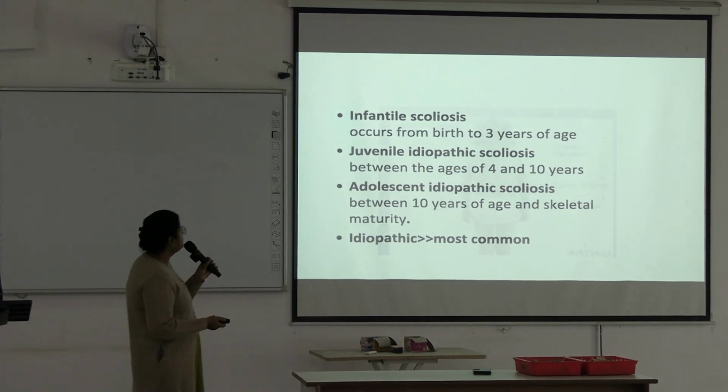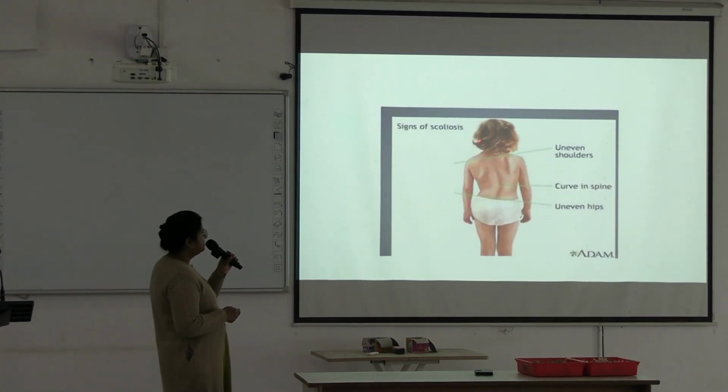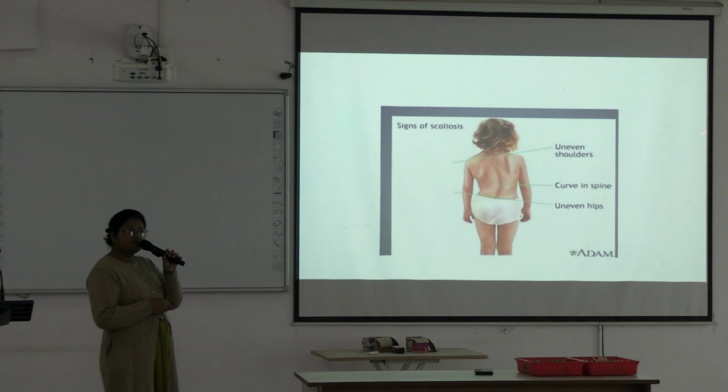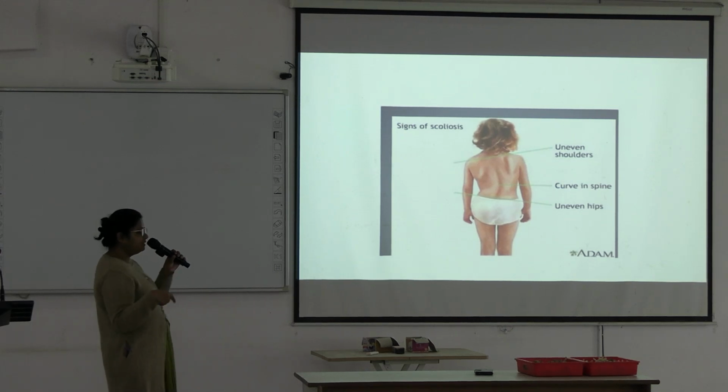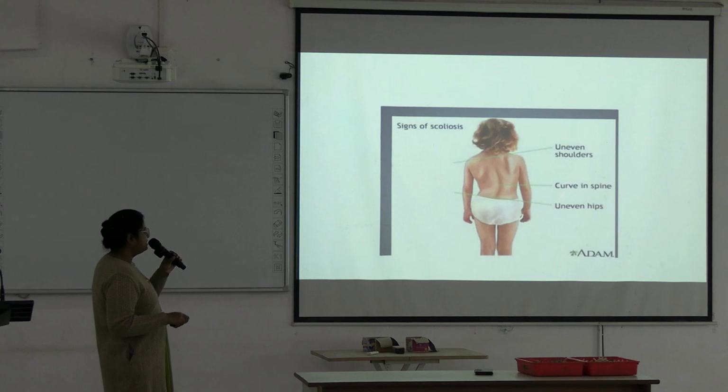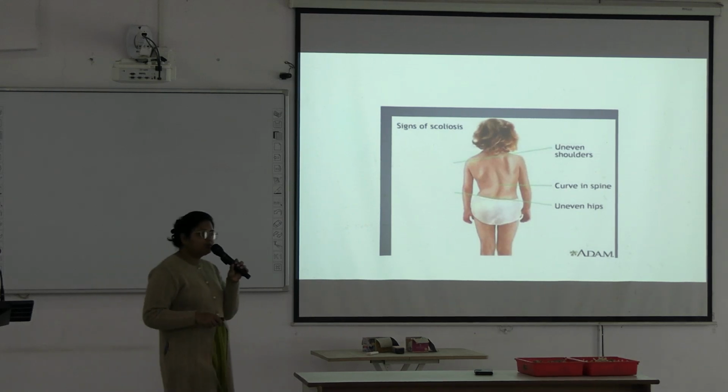Next, see here, there is a curve in the vertebral column, a lateral curvature that is normally not present. So, these are the signs of scoliosis. The two shoulders are not in the same horizontal plane. Uneven shoulders, there will be a curve in the spine and there are uneven hips. The two sides of the hip are not in the same horizontal plane. So, that's how you diagnose scoliosis.